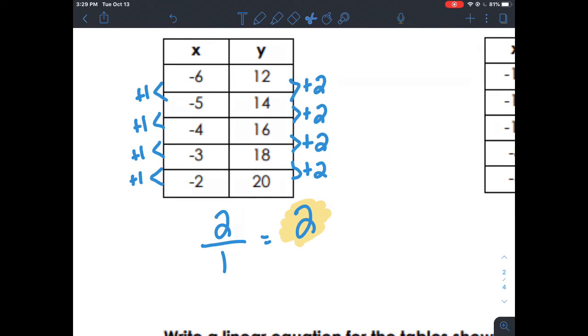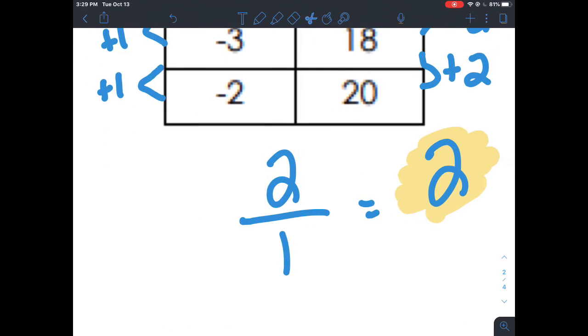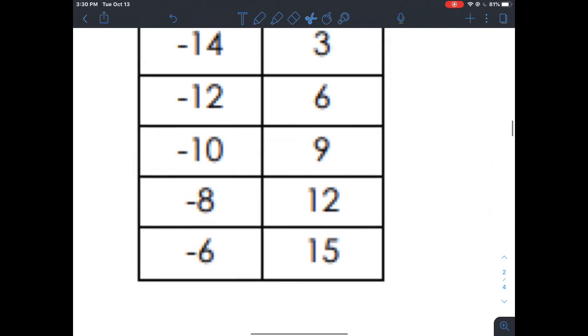If you want to, it is 100% fine to leave it as a fraction. Some students prefer to leave it as 2 over 1 because then they know to go up 2, right 1. It is 100% up to you. Either one is perfectly acceptable in my class.